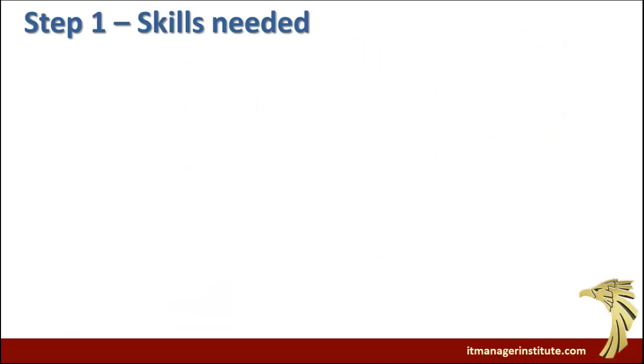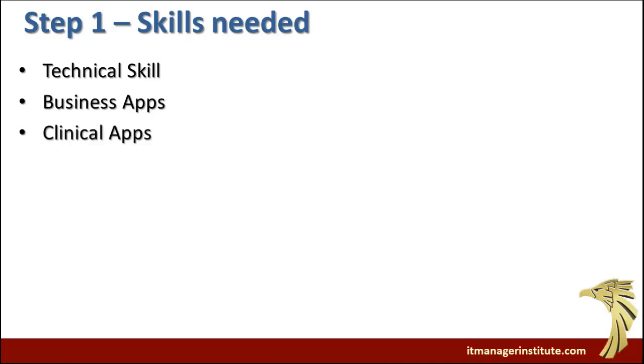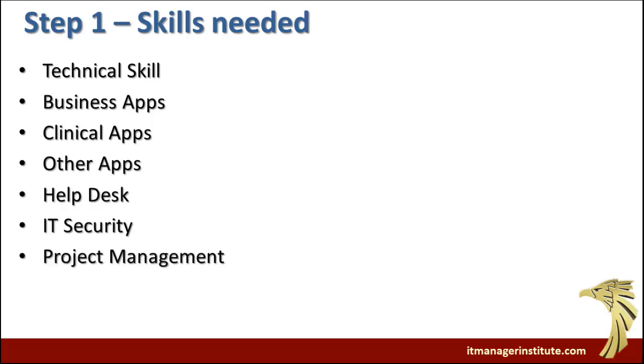Well, step 1 is to identify the skills that we need. All right, well, in a hospital, the IT organization needs to have some technical skill, obviously: network, systems, engineering and management types of skill, business applications, clinical applications, other applications, help desks, IT security, project management, and training, and even some soft skills like communication, follow-up skills, and so forth. So there's a lot of skills that we need in our IT organization.